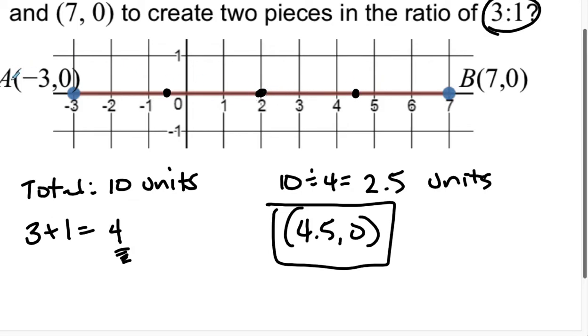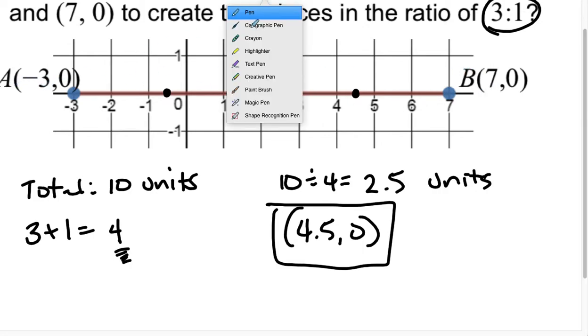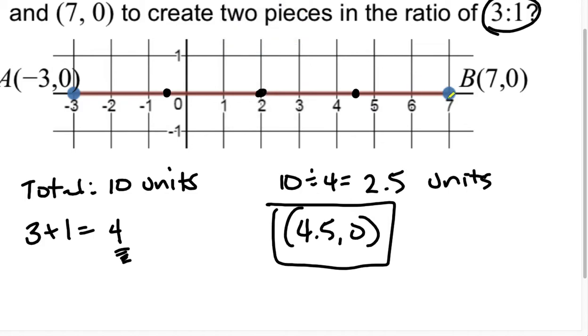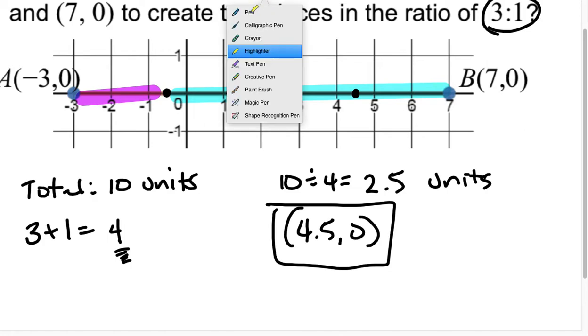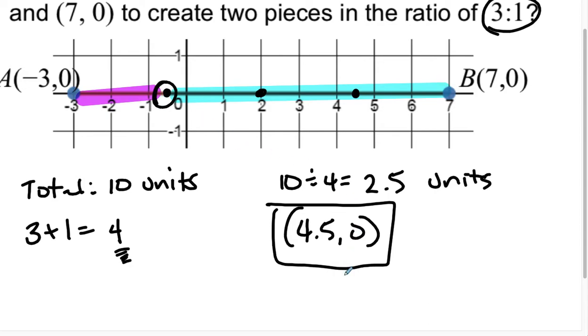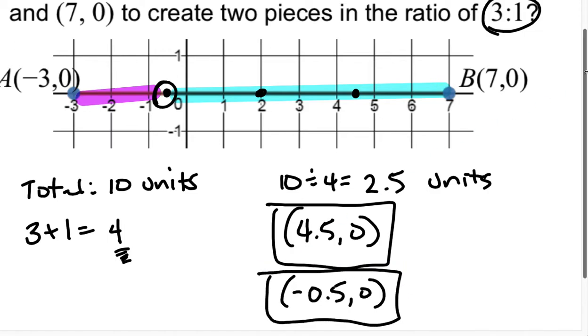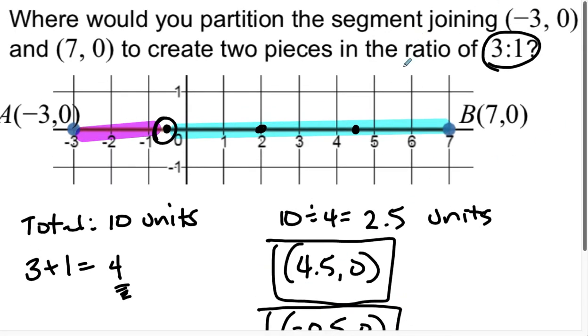So before we went in a 3 to 1 ratio from A to B. Now we're going to go in a 3 to 1 ratio from B to A. So the 3 part could be larger, like on this side. So 1, 2, 3, and then the 1 part. Now this point is also possible. Let me change color. This point is also possible that it would create AB into a 3 to 1 ratio. So negative 0.5, 0 is a possibility as well. All right, so that is an introduction to what it means to partition a segment.